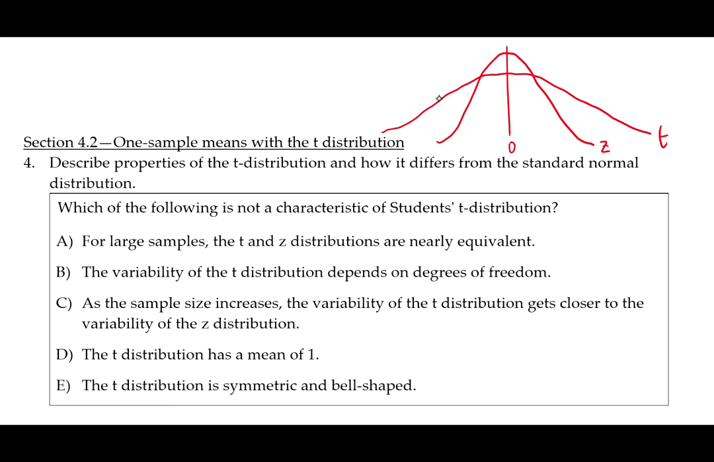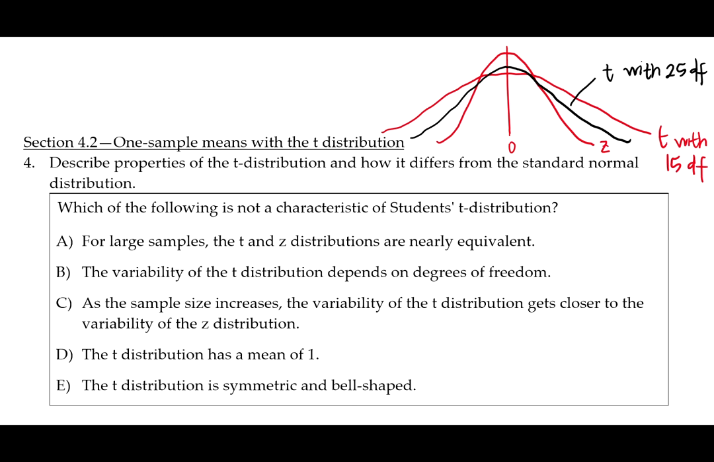Let me use a different colored pen here and try to draw something that's sort of in between these two. This black one here might be a t-distribution with maybe 25 degrees of freedom, whereas this one I said had about 15 degrees of freedom. Now this is just a sketch. What you want to see from this is that as the degrees of freedom increase, the t-distribution has less spread and gets closer to the standard normal distribution.